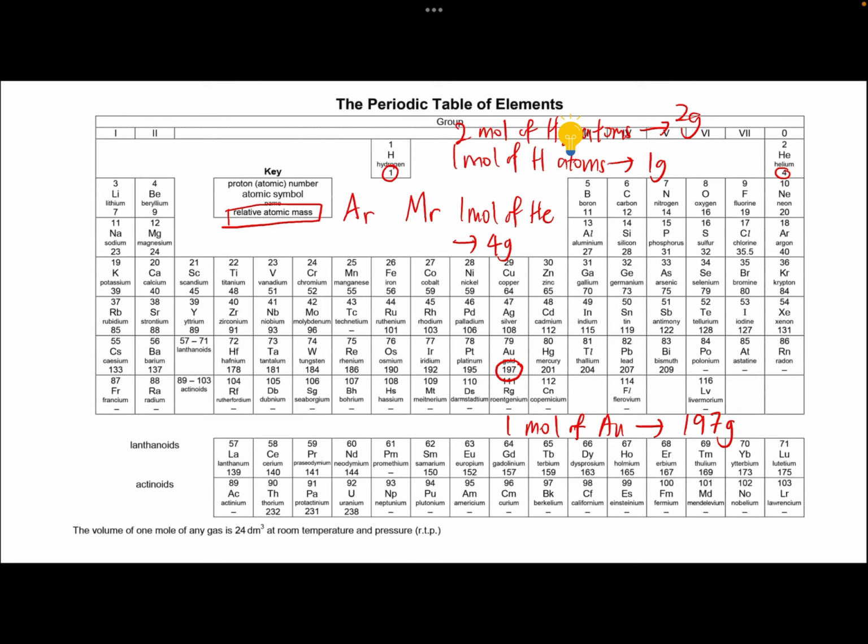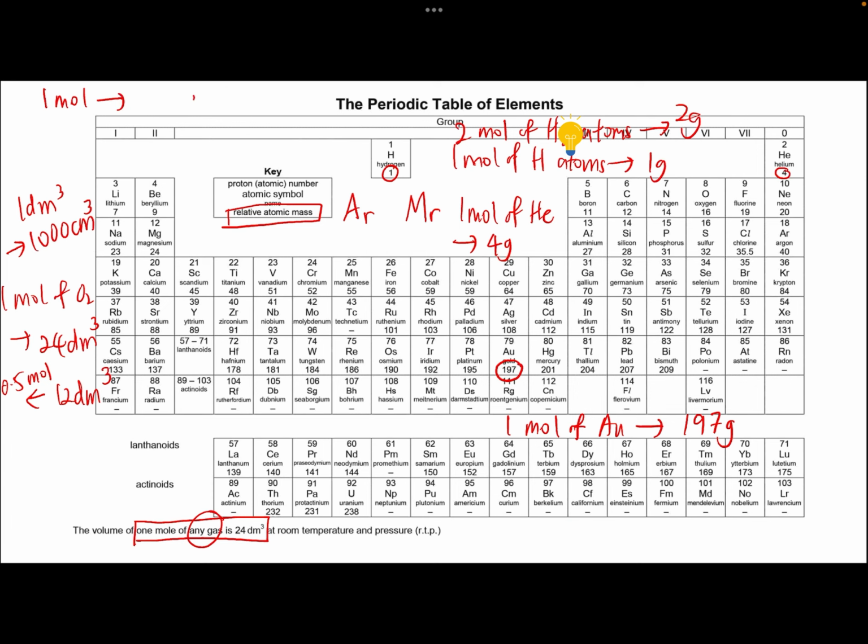Now the next one is the volume of 1 mole of any gas, which is also given in the periodic table, which is 24 dm cubed. So what does that mean? Any gas. So for example, 1 mole of oxygen has a volume of 24 dm cubed. What is 1 dm cubed? 1 dm cubed is 1000 cm cubed. That means if I have 12 dm cubed of oxygen, the number of moles must be half, which is 0.5 mole. So remember, from the periodic table, I can calculate the mass of anything. And if it is a gas, I can calculate the volume of any amount of moles. But again, this is only for gases.